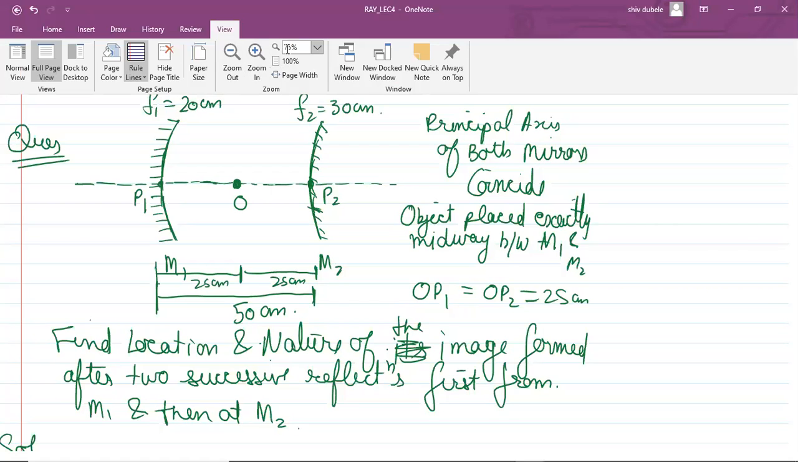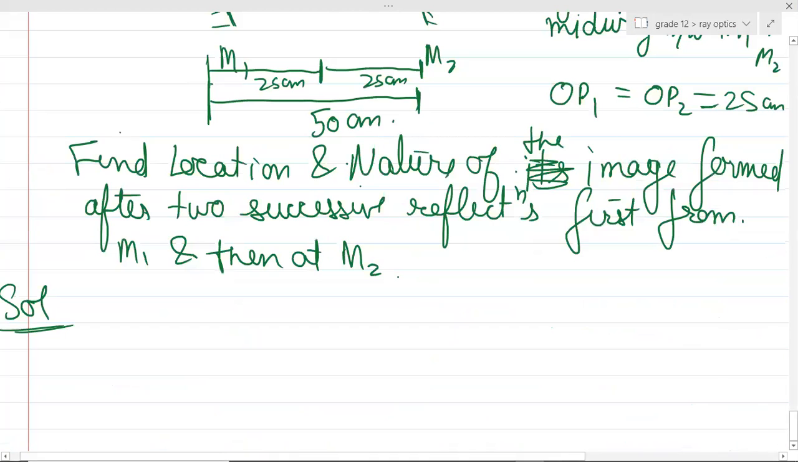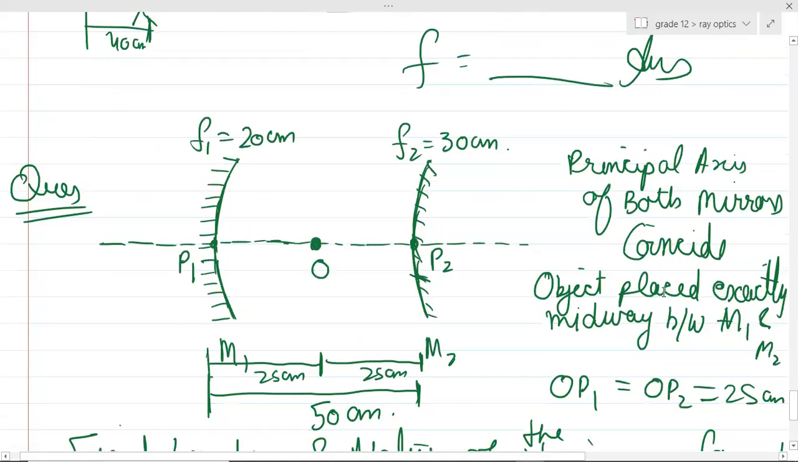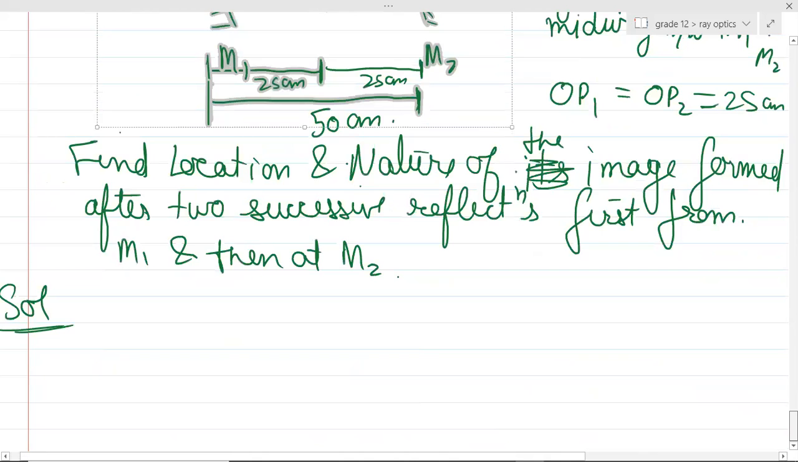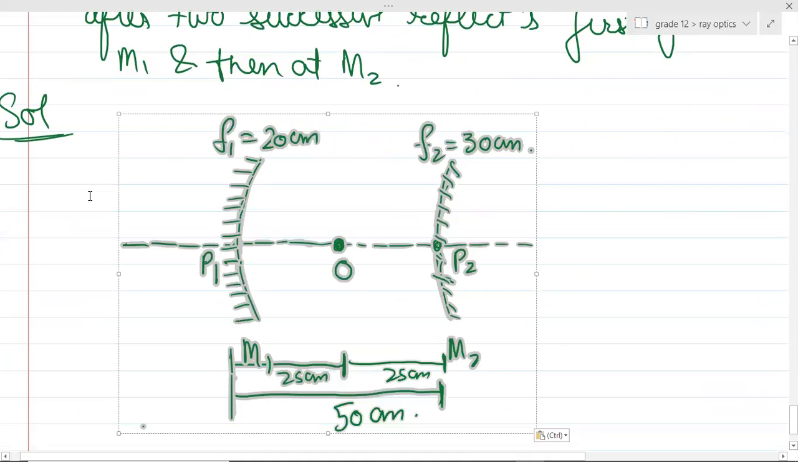The answer is 75 centimeter. How? Look, you'll learn a new concept. First of all, tell me where the reflection is taking place first. Guys, can you tell me where the reflection is taking place first? Mirror M1, right? So, let's reflect.